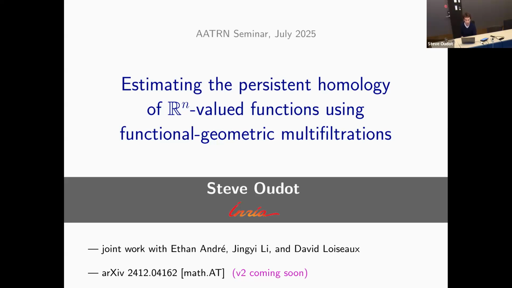So the project is about estimating the persistent homology of Rn-valued functions using functional geometric multifiltrations. So that's a lot of words. I'll start by explaining the last few words, and then I'll go to the main question, which is phrased at the beginning of the title.